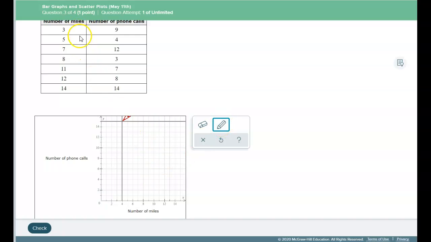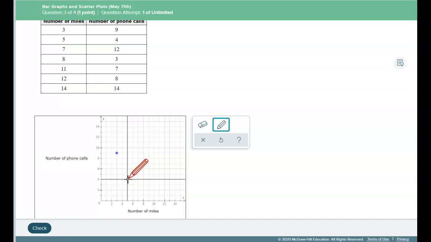So the first one I want to plot is the number of miles, so that's the bottom, is 3, and the number of phone calls is 9. So I do that and put a dot right there, which is just clicking your mouse pad for that. Okay, then the next one is the number of miles is 5, and the number of phone calls is 4. So I just want to see how I'm at 5 right here because it doesn't say 5, but it's in between 4 and 6. So I can tell that's 5. So then I have 5 and 4, and I click a dot there.